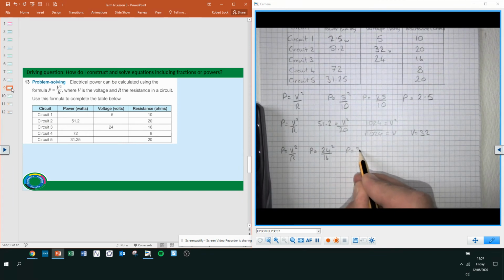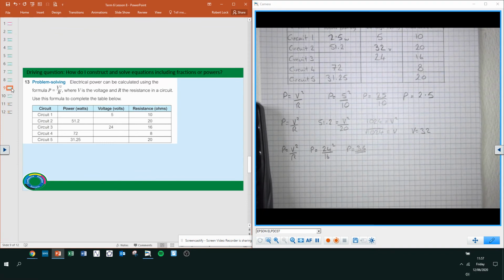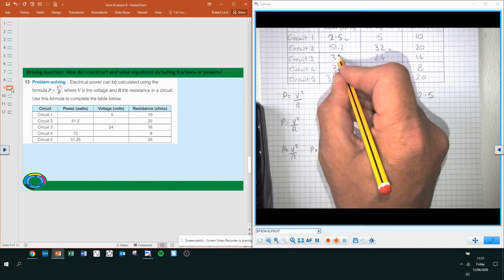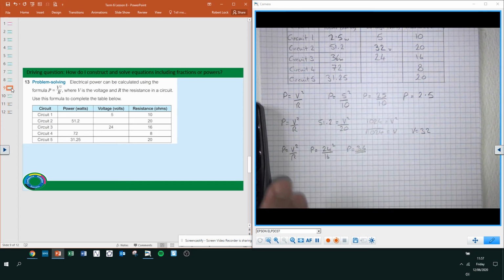P equals 36. So here we go, 36 watts. I'm only putting the letters in there to indicate which ones I've actually done. And it looks like the same on your table as well. So here we've got power, it's 72. So P equals V squared over R.